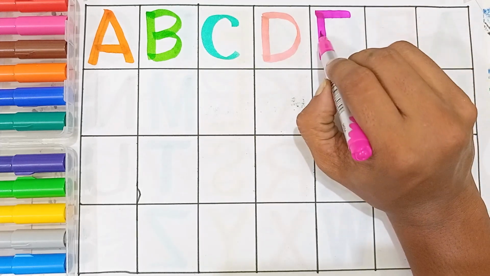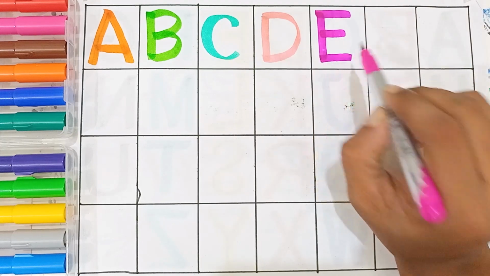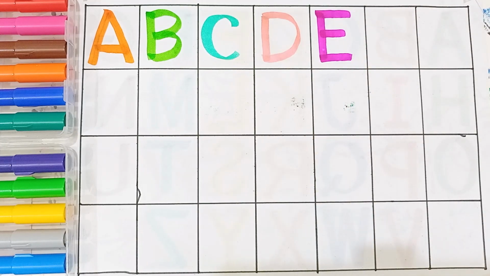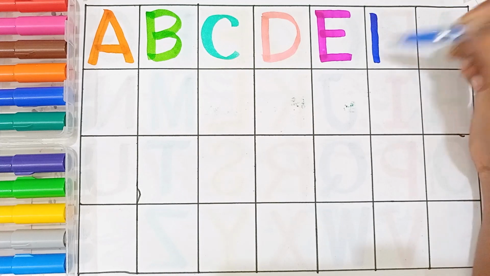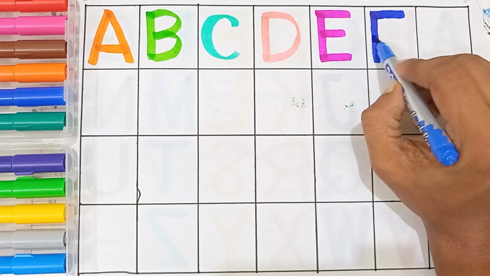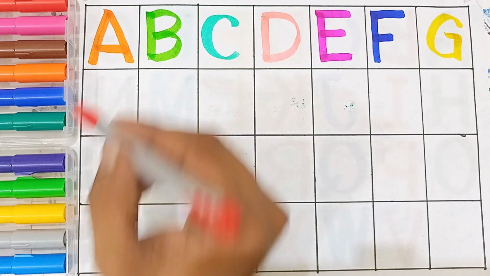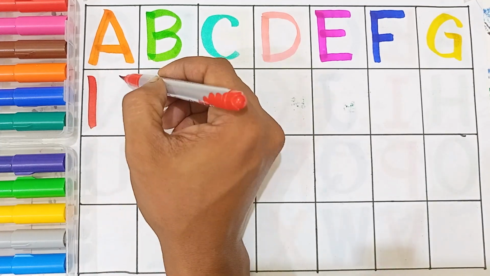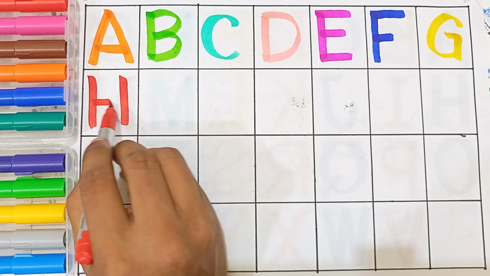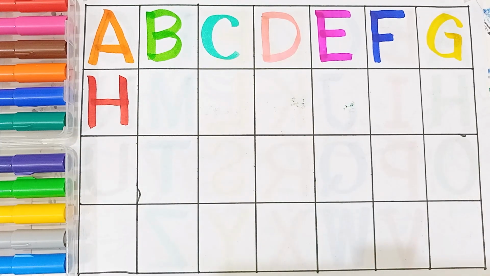E, E for elephant. F, F for fish. G, G for grapes. H, H for hen.